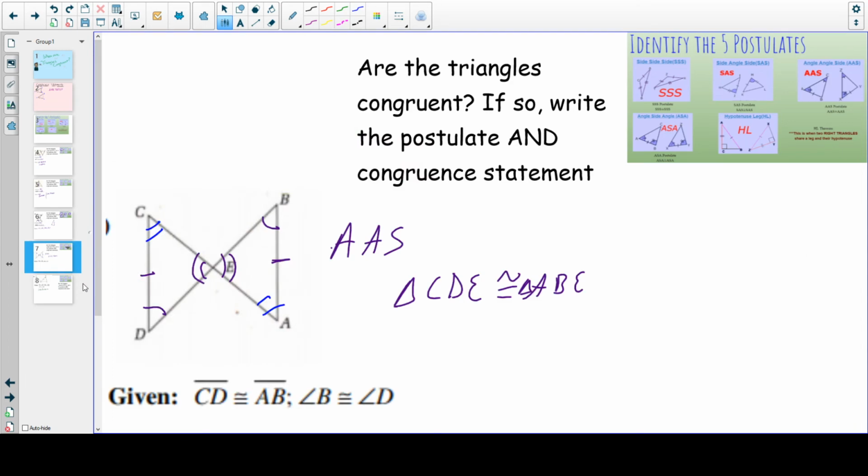Let me just double check. This would have been wrong. Right? Postulate. Okay?